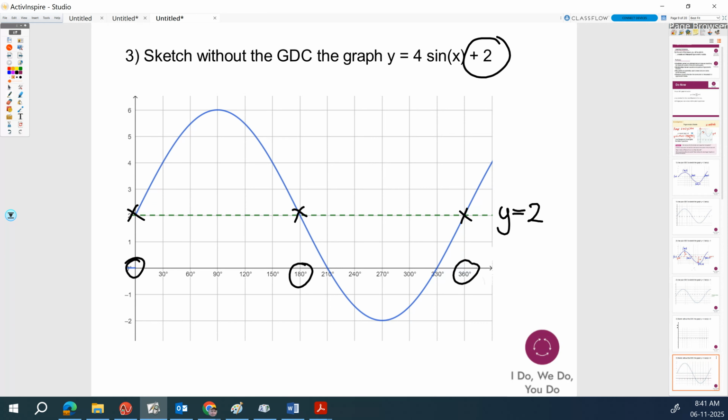This distance here is a, so this is plus 4. This distance here is minus a, so this is minus 4. And then we can sketch. So we put in our 5 key points, and then we sketch.